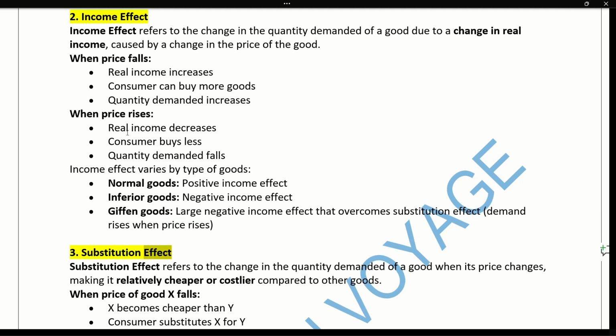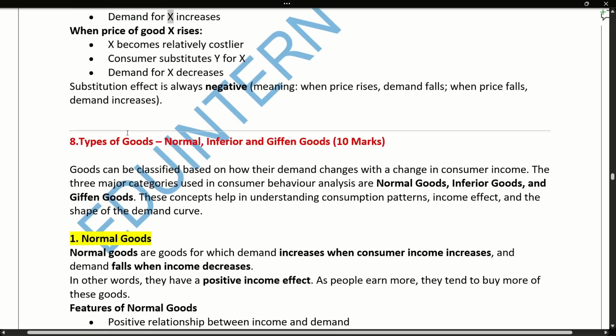3. Substitution effect. Substitution effect refers to the change in the quantity demanded of a good when its price changes, making it relatively cheaper or costlier compared to other goods. When the price of good X falls, X becomes cheaper than Y. Consumer substitutes X for Y. Demand for X increases. When the price of good X rises, X becomes relatively costlier. Consumer substitutes Y for X. Demand for X decreases. Substitution effect is always negative, meaning when price rises, demand falls, and when price falls, demand increases.